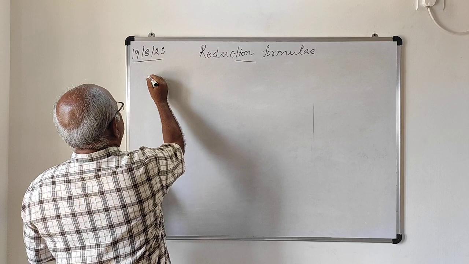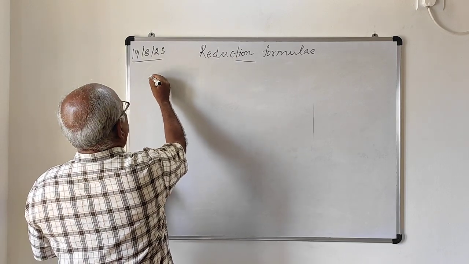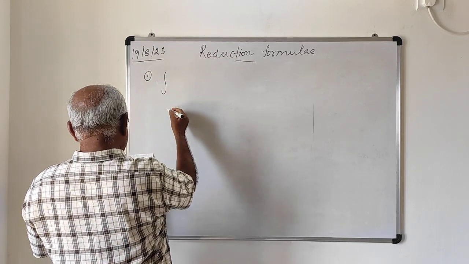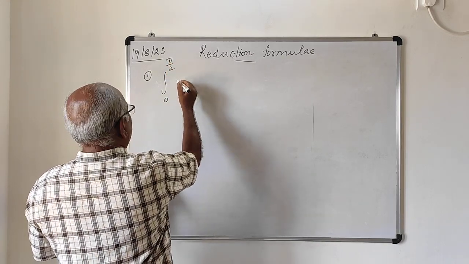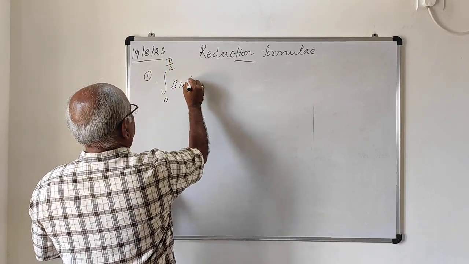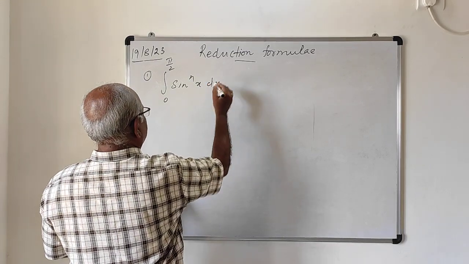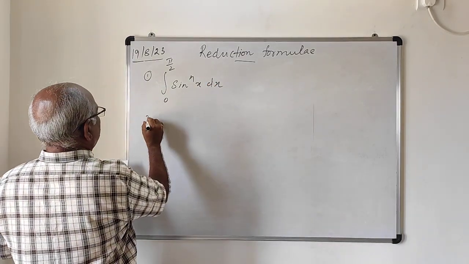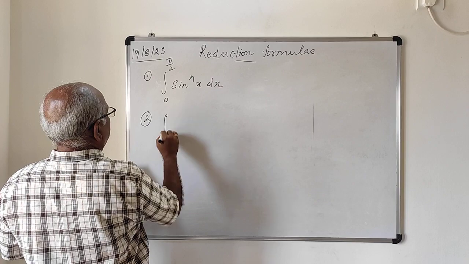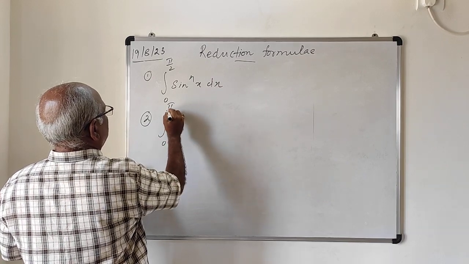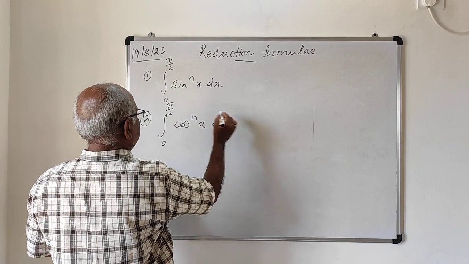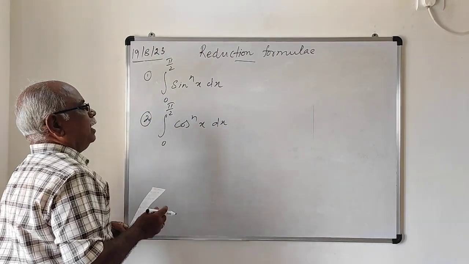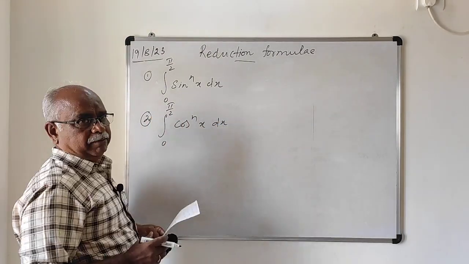One, the integral from 0 to pi by 2 of sin^n x dx. The second one is the integral from 0 to pi by 2 of cos^n x dx, where n is a positive integer.